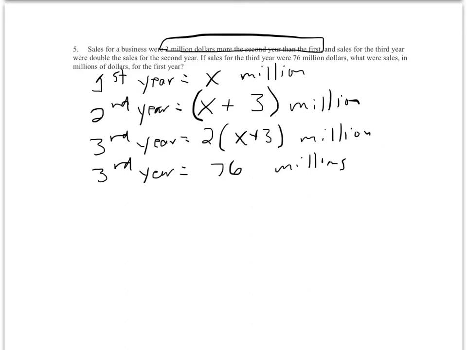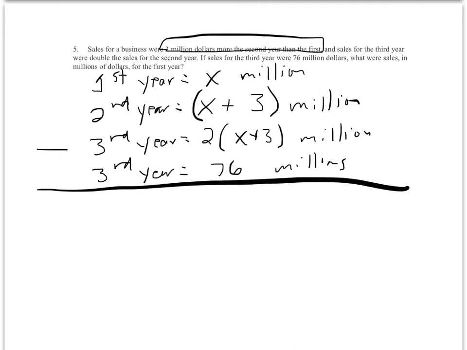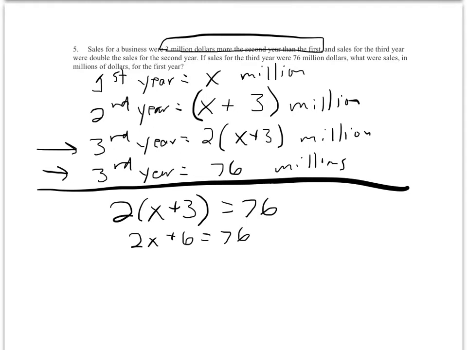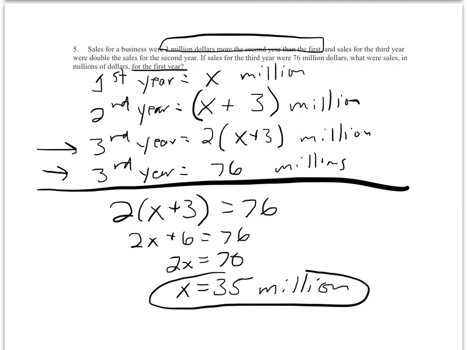What were the sales in millions of dollars for the first year? So we're trying to figure out what X is. Each of these things in the third year are referring to the same thing, so you can set them equal to each other. 2 times the sum of x and 3 equals 76. If you distribute the 2 here, you get 2x plus 6. If you subtract 6 from both sides, you get 2x is 70. If you divide both sides by 2, you get 35. Since x was defined as the first year, and that's the question, what were the sales for the first year? It's $35 million.